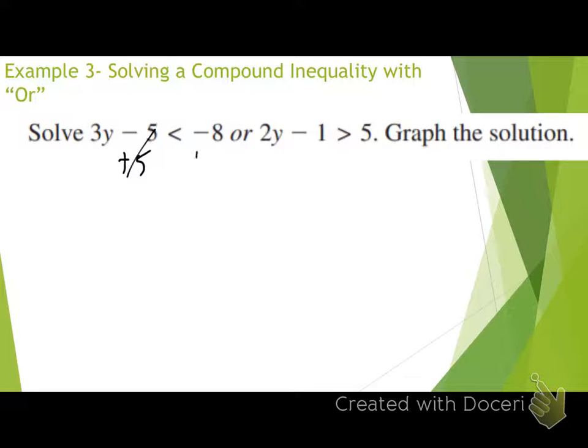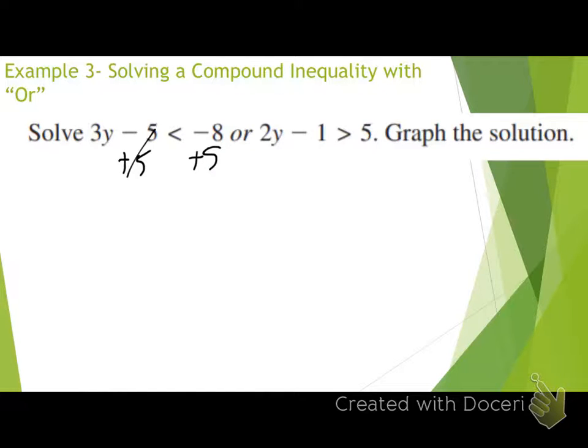Add 5 to both sides. So am I adding 5 over here at this inequality? No, because there are two separate inequalities just put together by the word or. Some people have made that mistake in the past. They try to add 5 on every side of all my inequalities. That's not the case. We're going to do something completely different over here on this inequality.